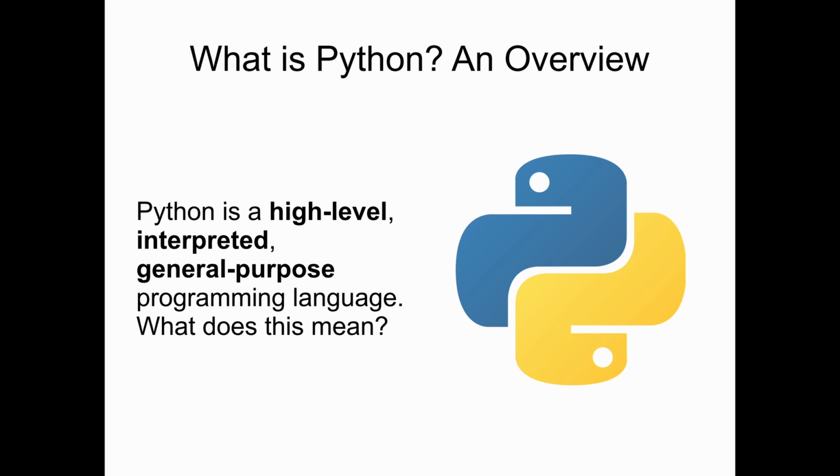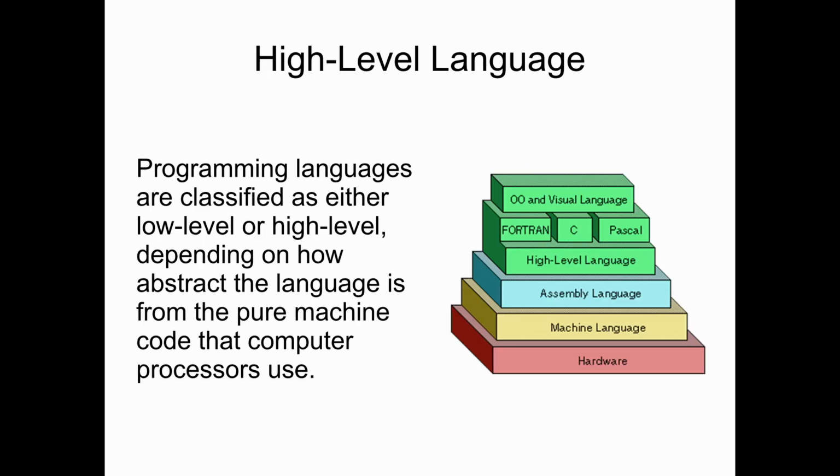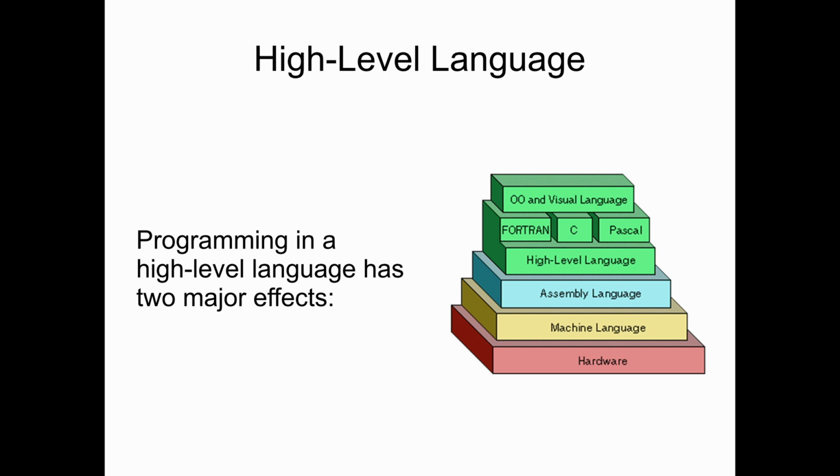Python is a high-level, interpreted, general-purpose programming language. What does this mean? Programming languages are classified as either low-level or high-level, depending on how abstract the language is from the pure machine code that computer processors use. Programming in a high-level language has 2 major effects.